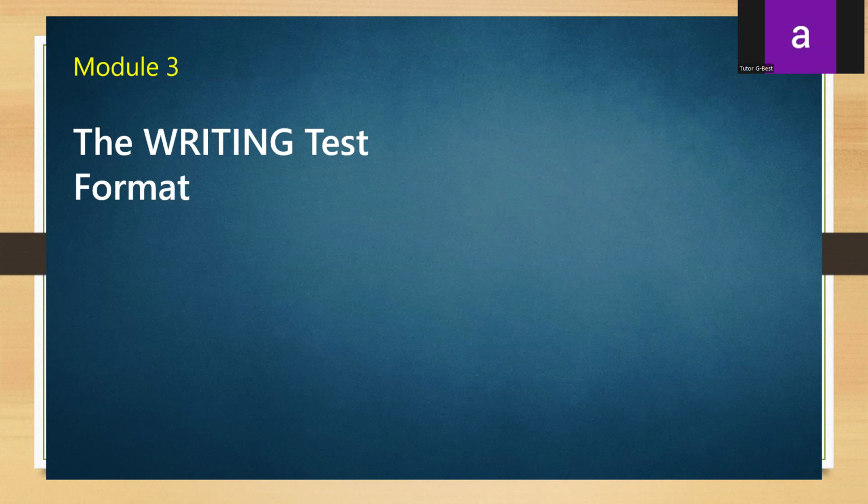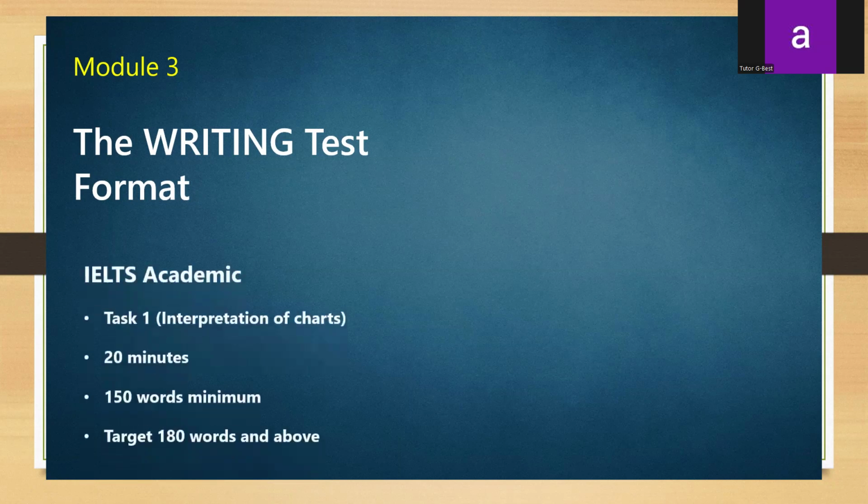Now, the writing tests, first of all, there are two types of IELTS tests. We have the academic IELTS writing and then the general IELTS writing. So there are differences between the two. We'll start with the IELTS academic. For the IELTS writing test, whether you are doing IELTS academic or IELTS general, you have two tasks, task 1 and task 2.